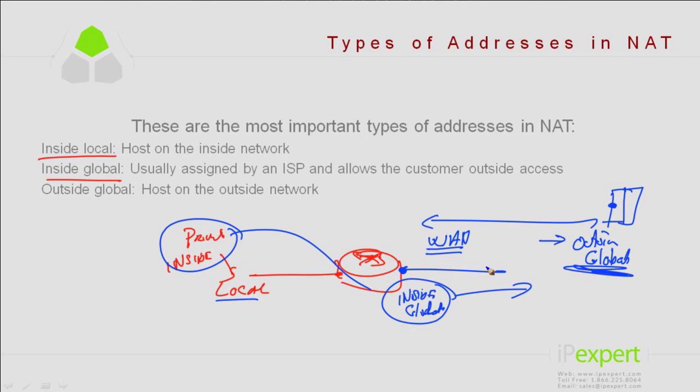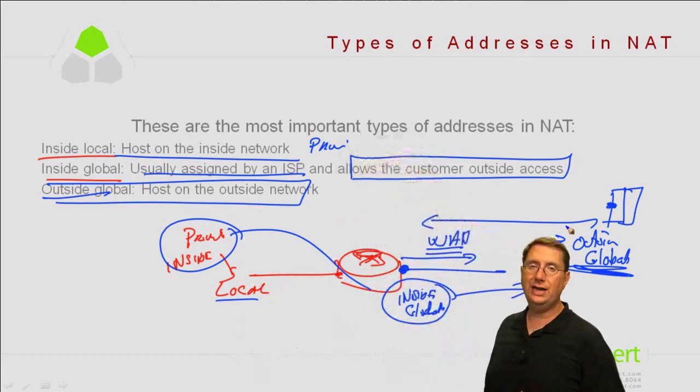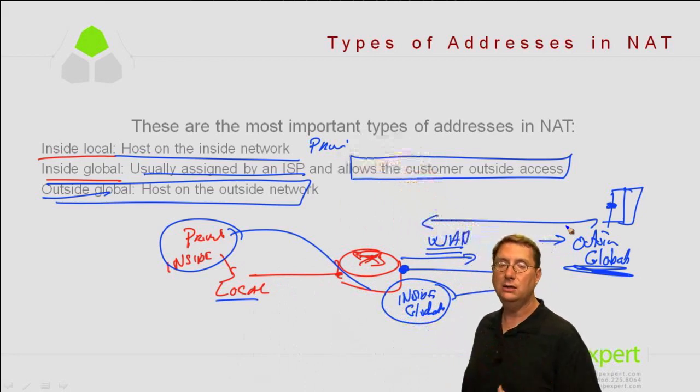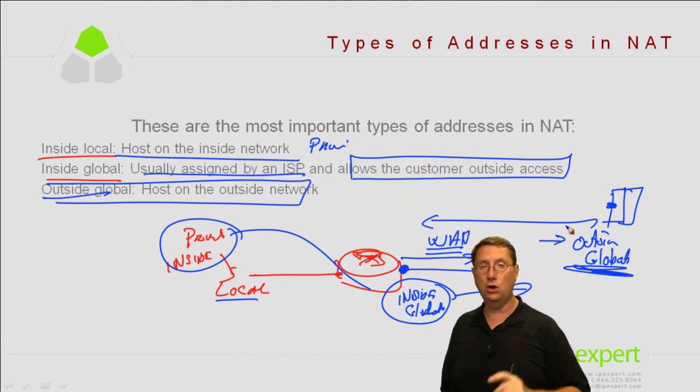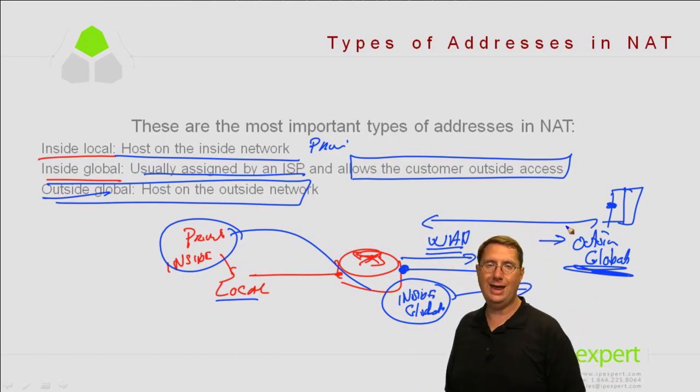Now when I go through and I start doing my manipulations, this is what I see here. Inside local are hosts connected to my inside network, typically using private addresses. My inside global's usually been assigned to me by the ISP, and it allows the customer outside access. So I can go through here using this IP address and I can get out. The outside global address is going to be an address assigned by another numbers authority to another device that's outside of my control. We're also going to understand or have to realize that there's also a concept called an outside local address, which means that this guy over here is also running NAT on his network, so I've got NAT on both ends of the equation. But for the purposes of CCNA, what we need to know is inside local, inside global, and outside global.